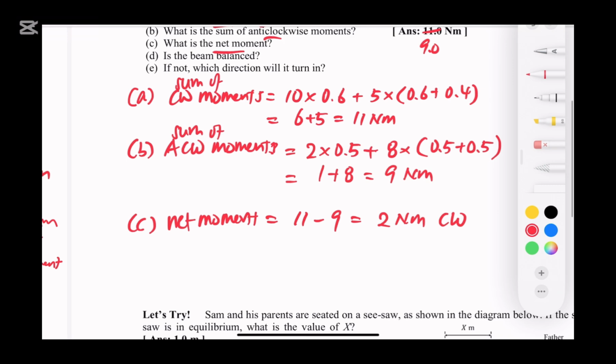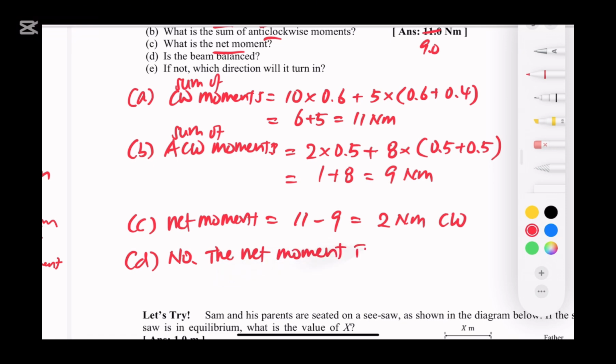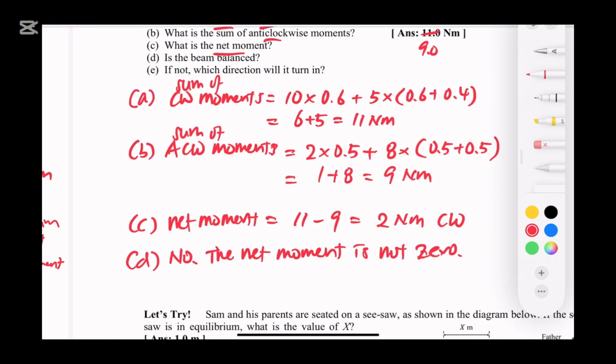So part D asks, is the beam balanced? Answer is no, of course not. And of course you can go on and explain, saying that the net moment is not 0. So in this case, we do not have equilibrium. I say again, we do not have equilibrium.